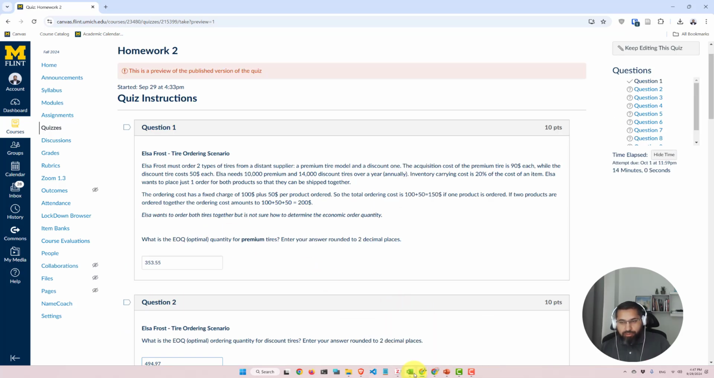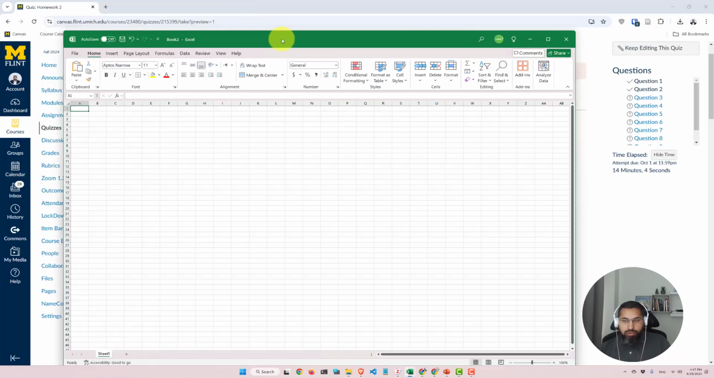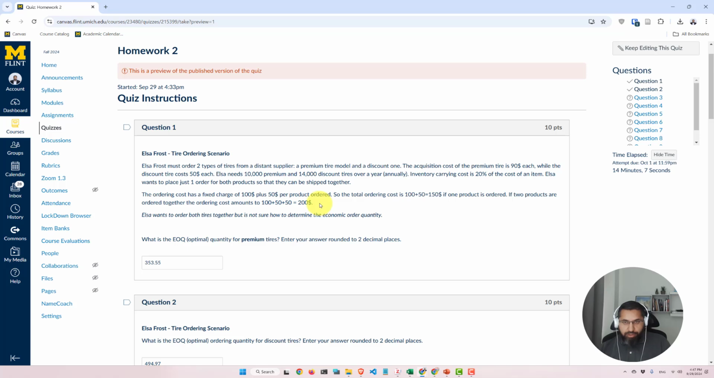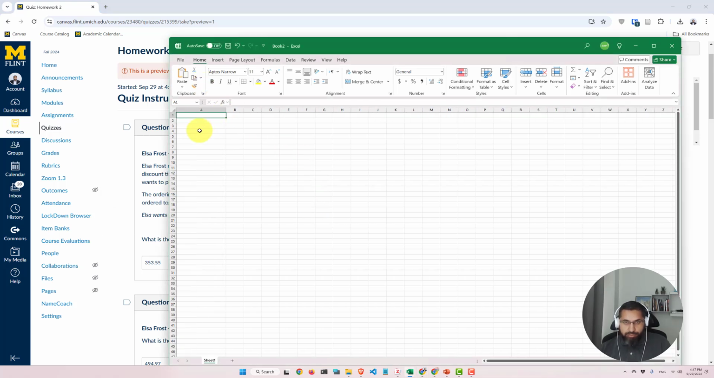Now, let me show you quickly how to do this question without using the inventory workhorse. So we can just put in all the data. D1 is 10,000, D2 is 14,000, S was 100, S1 was 50, S2 was 50. So S star was going to be S plus S1 plus S2. That's the ordering cost. Then the holding cost is 20%. You have to enter 20% like this, or you put in 0.2, but then don't do a percentage. So just format the normal cell and put in 0.2 because 0.2 is 20%.